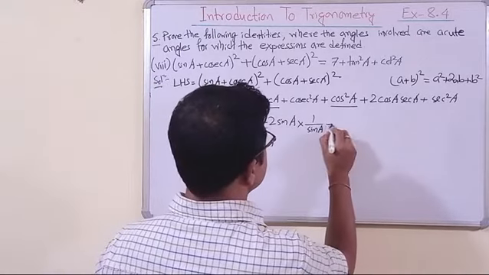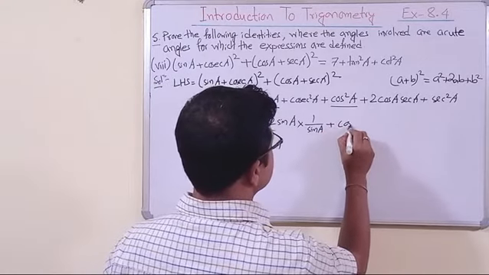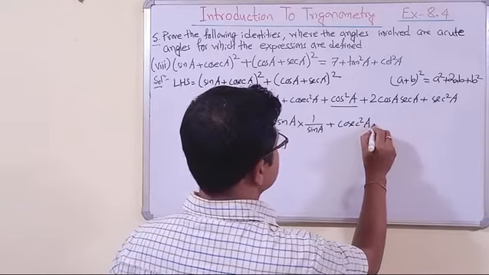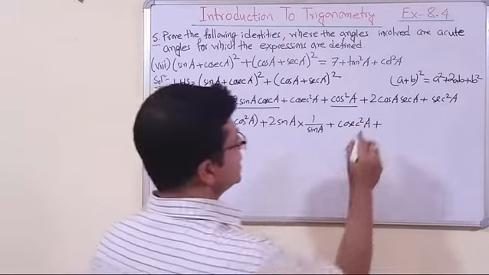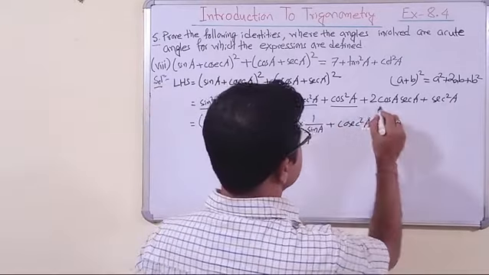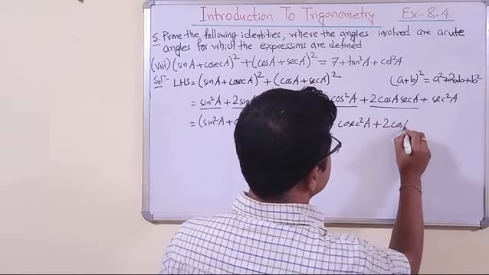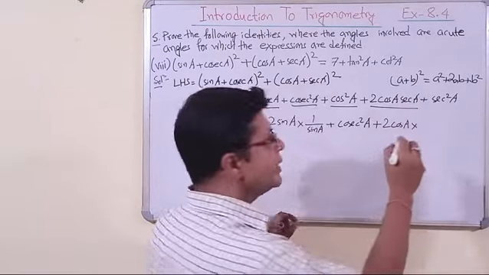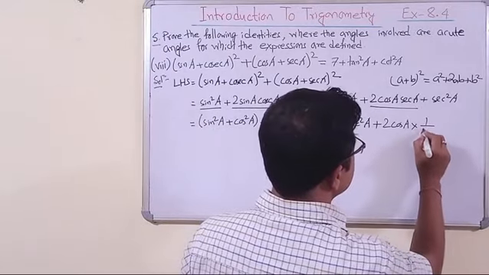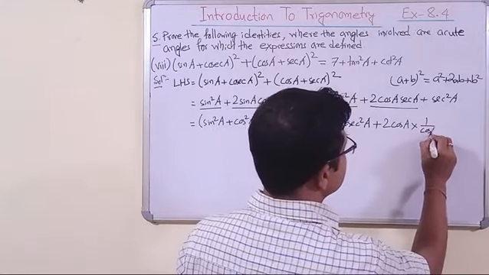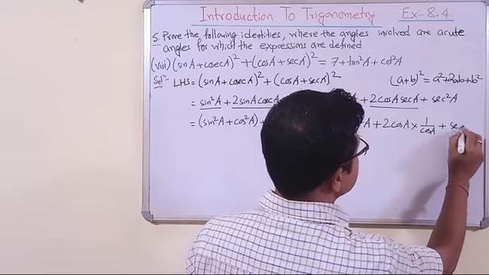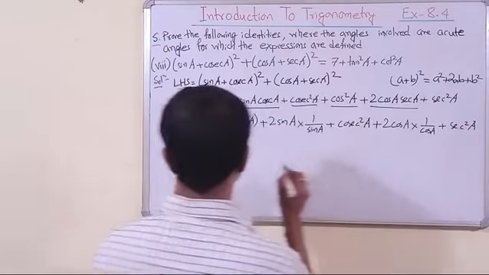Okay, what is left here? This cosec square A, plus this term we have written this. Now this term 2 cos A, this sec A is 1 by cos A because sec A is the reciprocal of cos A, plus this sec square A.